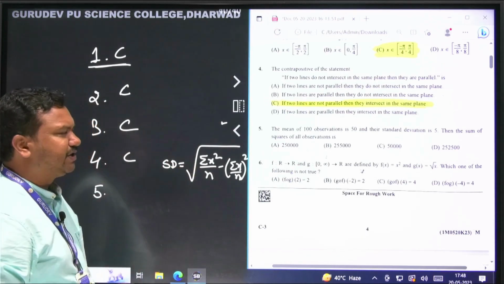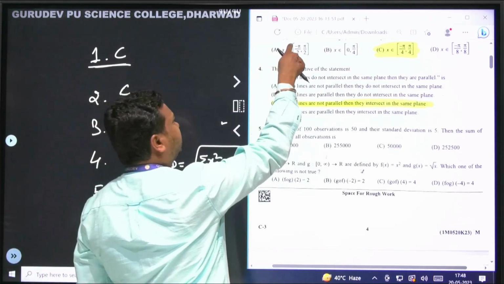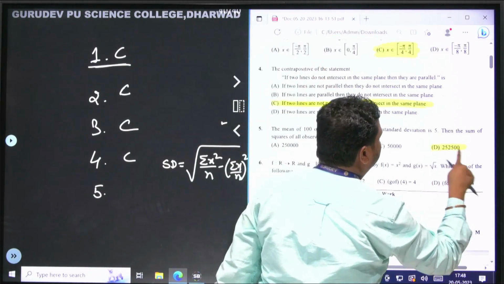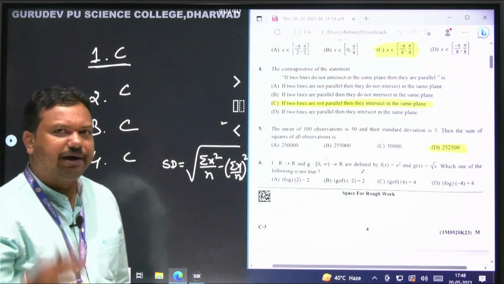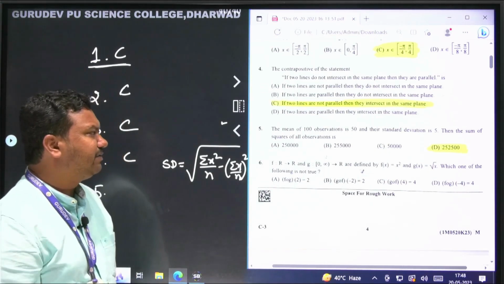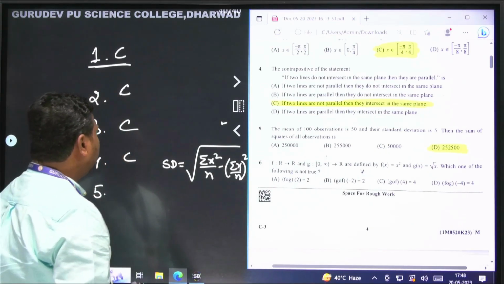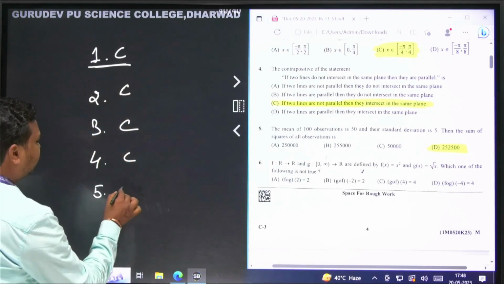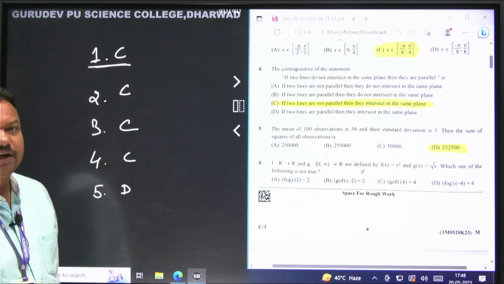After all simplification, I found the right answer in this case is 252500 from my end. Okay, so kindly you can also try it now, and you can just verify your answer whether it is right or wrong. Now, for the fifth case, what is the right answer? For the fifth case, the right answer is option D.